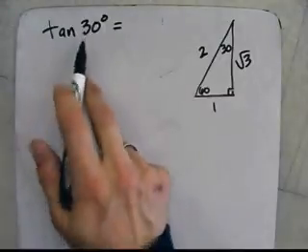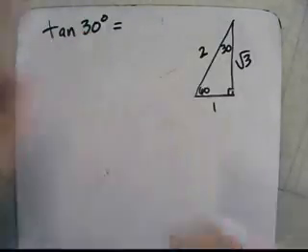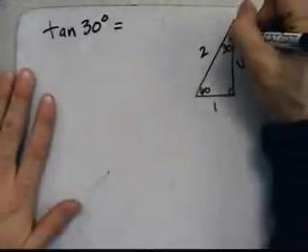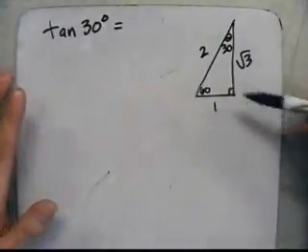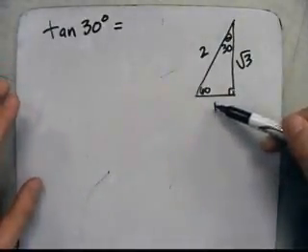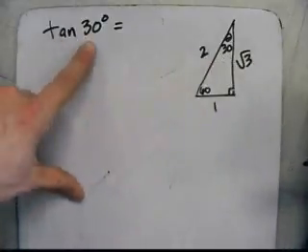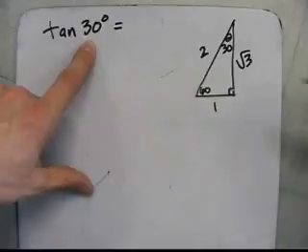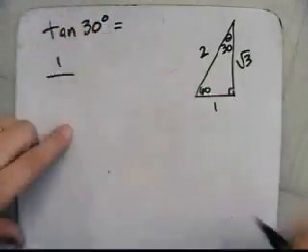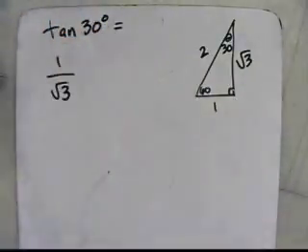Okay, now I got to do the tangent of 30. Well, 30 degrees actually changes where your angle theta is. So actually our theta is up here now, which changes what our sides are. 1 is now the opposite, square root of 3 is the adjacent, and this is still the hypotenuse. So if I'm doing the tangent of 30, tangent says opposite over adjacent, opposite's 1, adjacent is square root of 3, and I'm feeling good.